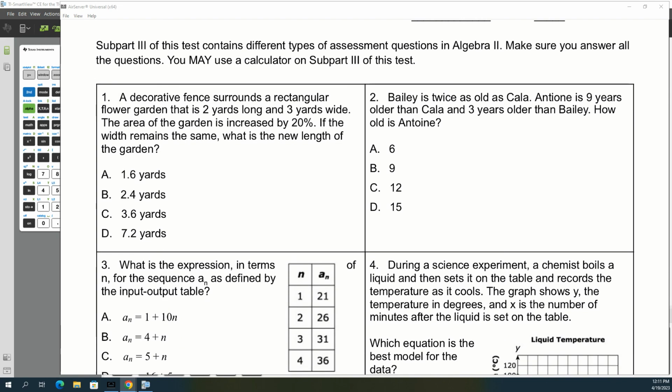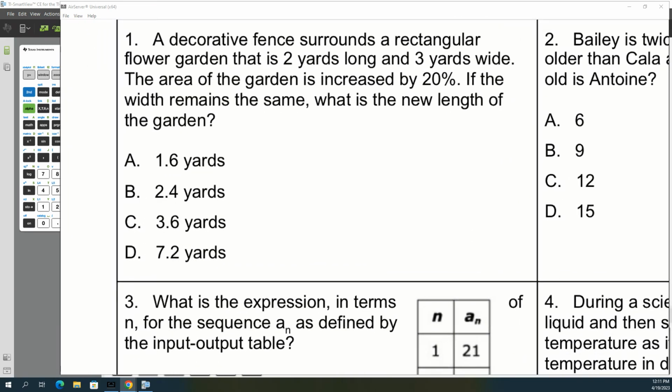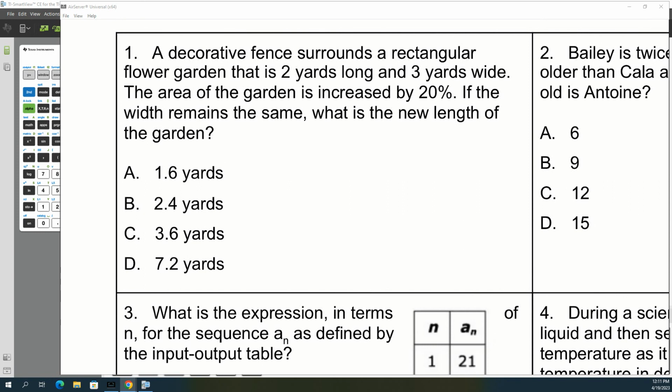All right. So number one, I thought was kind of a tough one. A decorative fence surrounds a rectangular flower garden. It is 2 yards long and 3 yards wide. You know what? I might have missed this one. All right. So that makes 6 square yards the area.